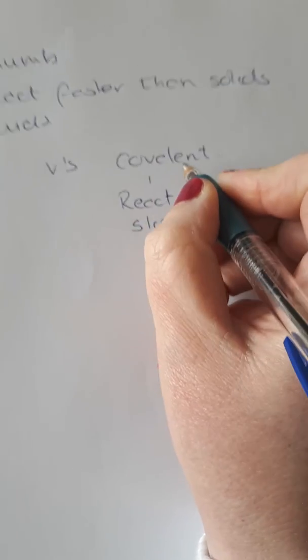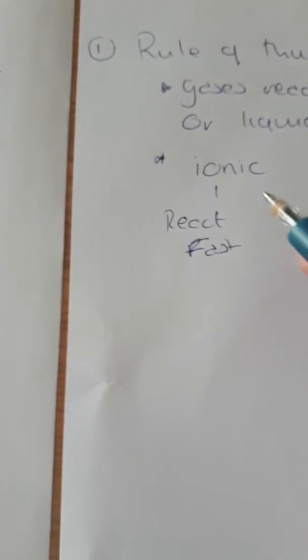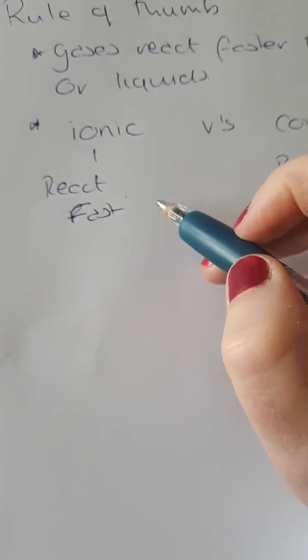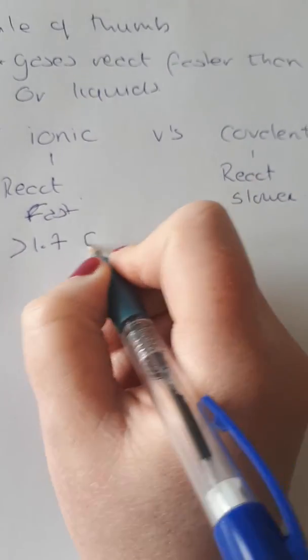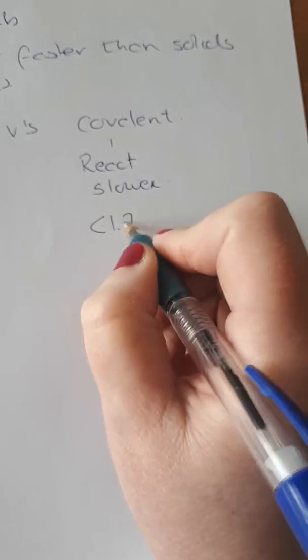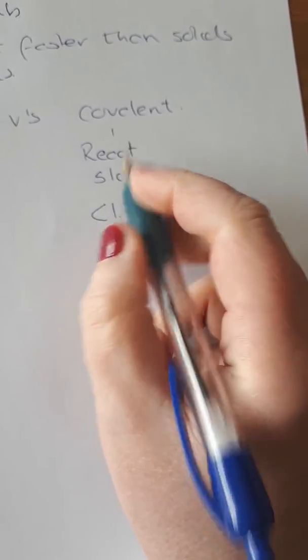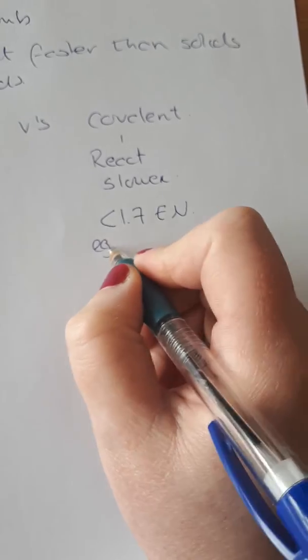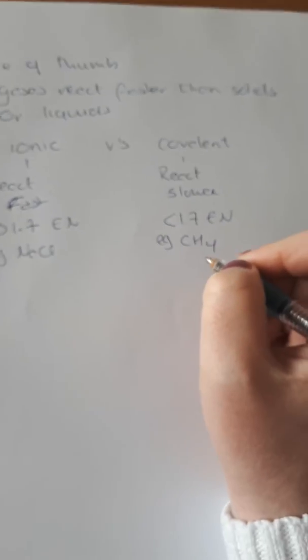So reactants that have covalent bonds in them react a lot slower than reactants that have ionic bonds in them. What is an ionic bond? What's a covalent bond? Remember, if the difference in electronegativity values is greater than 1.7, it's going to be ionic, for example NaCl. If it's less than 1.7 in terms of electronegativity values, it's going to be covalent bonds. Most of your organic compounds are covalent, and methane is probably the most common one.